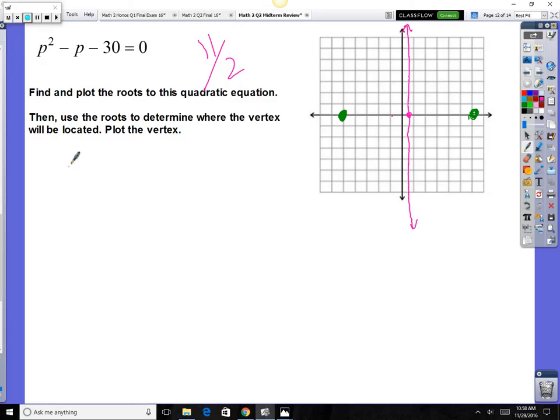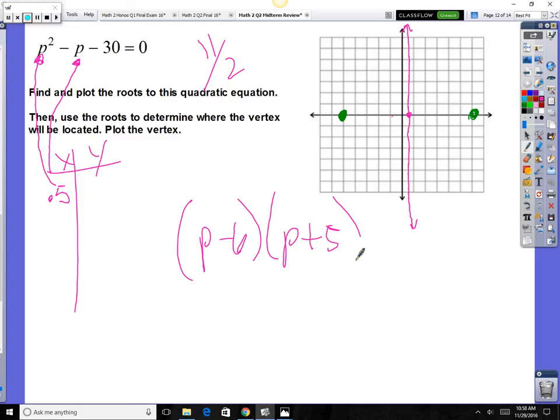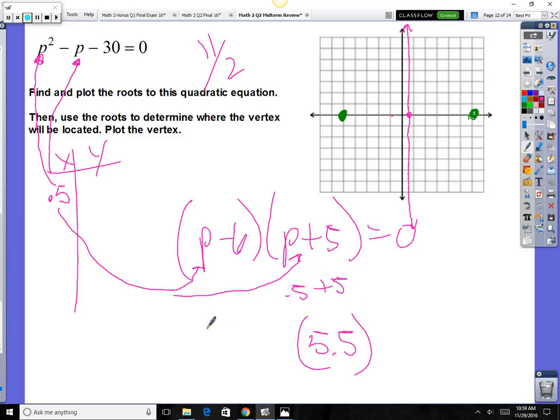Okay, now to get to that line, if you start at 0, all you do is go over a half. So 0.5. So you're going to take 0.5 and you're going to either plug it into that p and that p and do the math, or you can plug it into this. We had p minus 6 times p plus 5. So I'll plug it in there, and I'll plug it in there. So if you do 0.5 plus 5, that is 5.5. And if you do 0.5 minus 6, that's a minus 5.5.